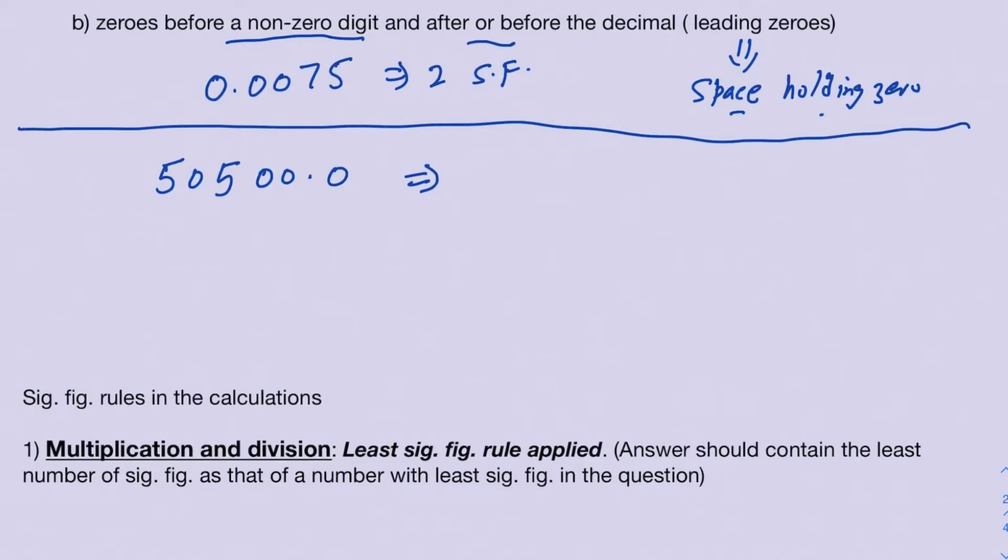Okay, so then how many sig figs do we have in 50500.0? This zero between the fives counts as a sig fig because it's in between the non-zero digits. These last three zeros are trailing zeros, and since they come with a decimal, they are counted as sig figs. So everything counts as a sig fig here, which means I have 1, 2, 3, 4, 5, 6 sig figs in this particular number.